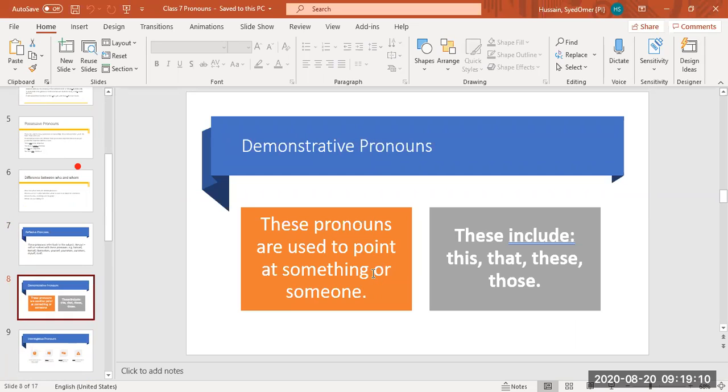Now students, one type is demonstrative pronouns. The demonstrative pronouns are used to point at something or someone. These are four in number: this, that, these, and those. Okay? This is my book. That is a pole. Those are apples. These are mangoes. Okay? These are all demonstrative pronouns.